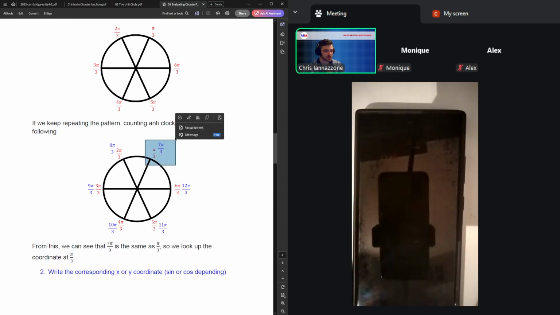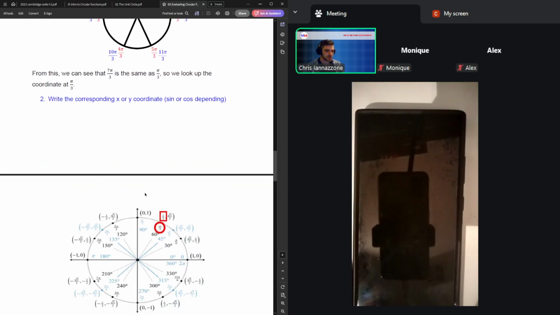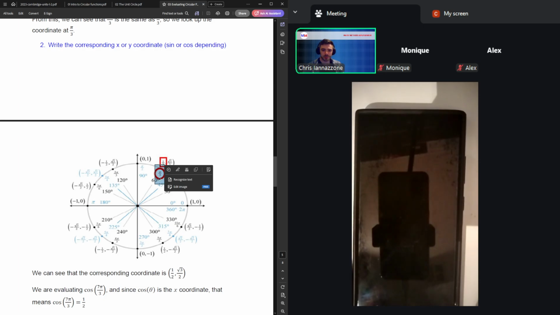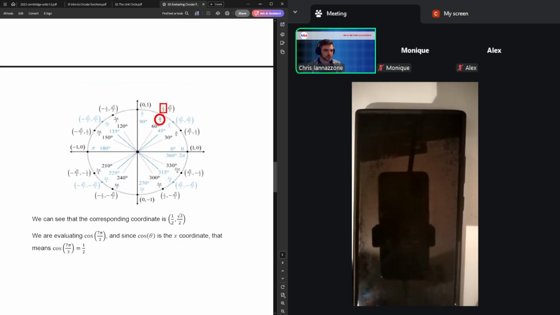So in the context of circular functions in the unit circle, 7 pi on 3 is functionally identical to pi over 3 as far as angles are concerned. So we go to the pi on 3 spot on the unit circle. We're just counting around. Then from there, the rest is the same. If it's cos, you give the x, which in this case it is cos, so we're going to give the coordinate of a half in that case.